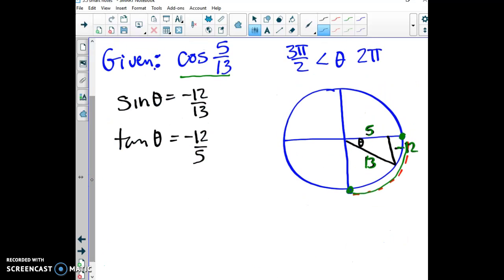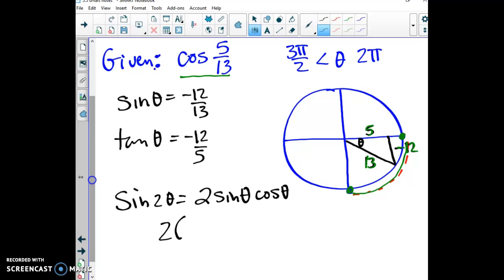All we need right now are those values. So the sine, we'll start with that. The sine of 2 theta is equal to 2 sine theta cosine theta. And we have those values. We're simply going to plug those in. 2 times -12/13 times 5/13.